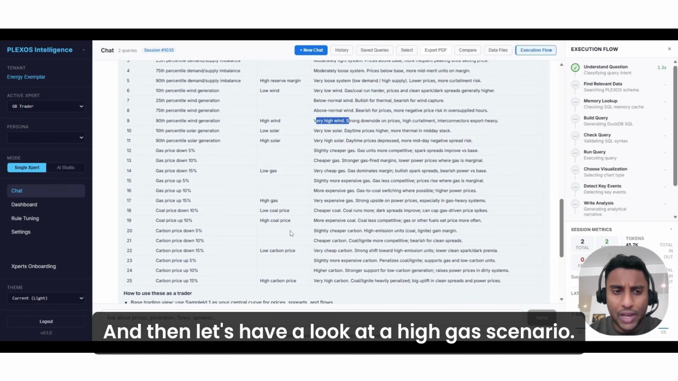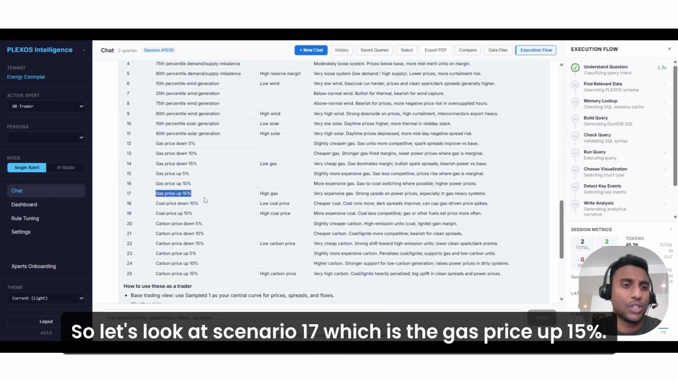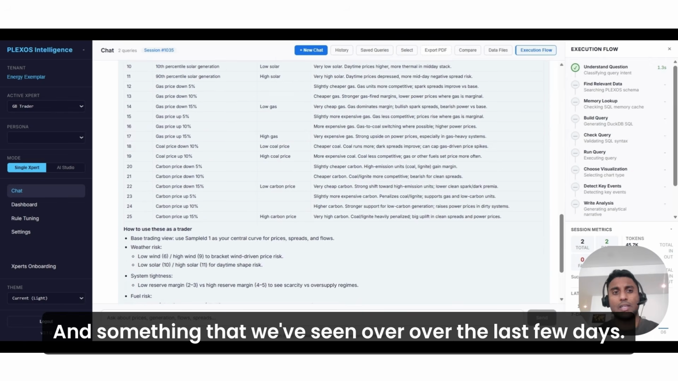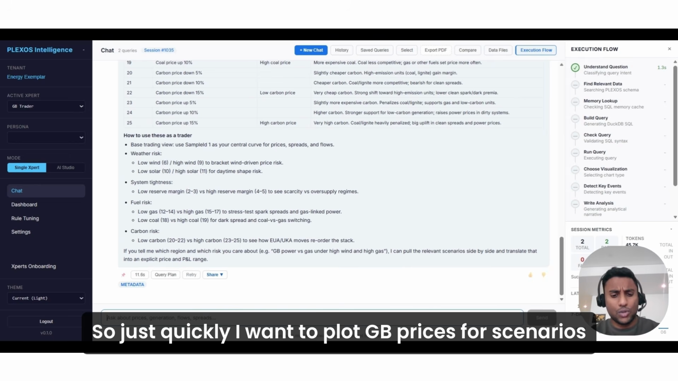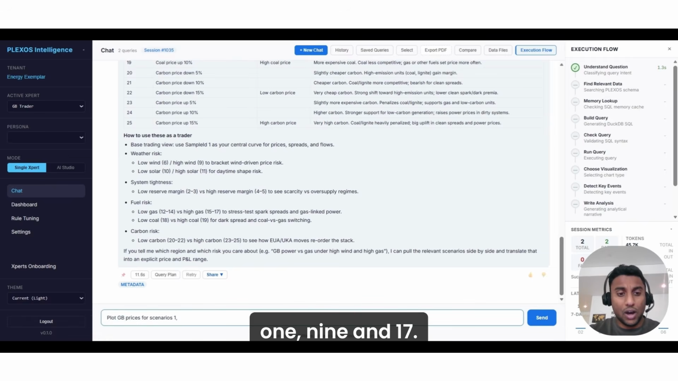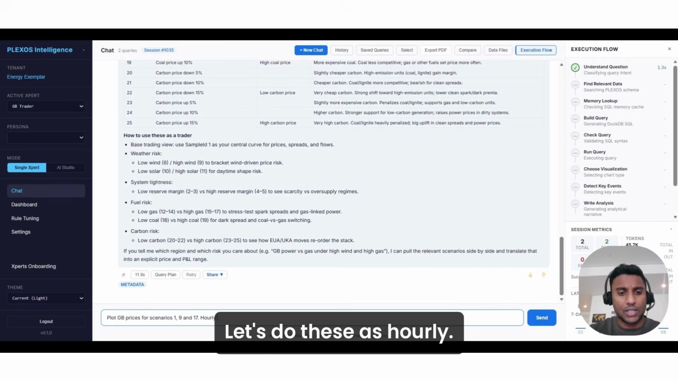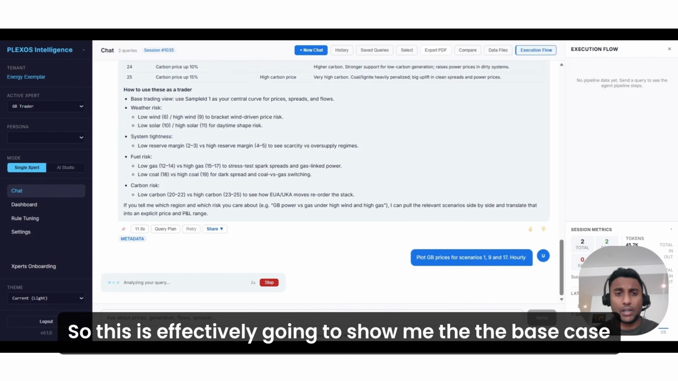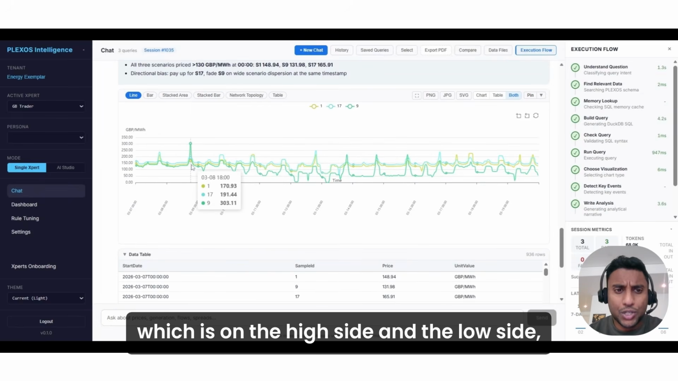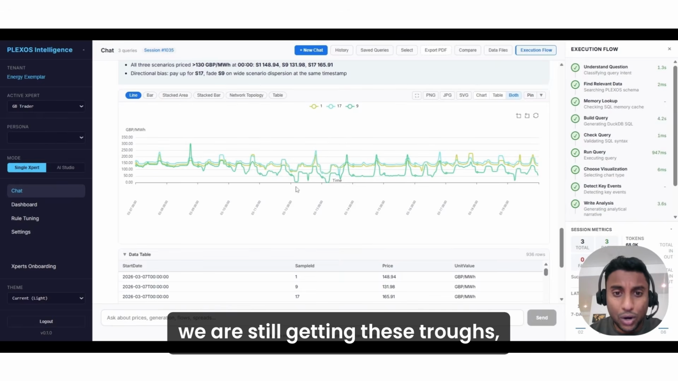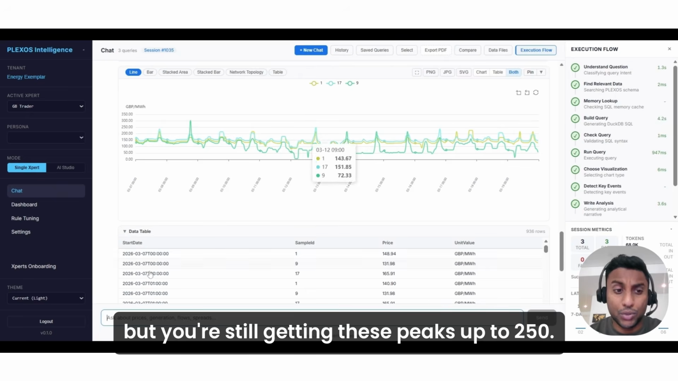And then let's have a look at a high gas scenario. So let's look at scenario 17, which is the gas price up 15%, and something that we've seen over the last few days. So just quickly, I want to plot GB prices for scenarios 1, 9, and 17. Let's do these as hourly. So this is effectively going to show me the base case, the high wind scenario, and the high gas scenario. So this should hopefully give me a distribution of price which is on the high side and the low side, and you can see that we are still getting these troughs, but you're still getting these peaks up to 250.